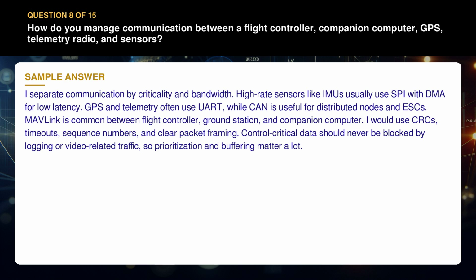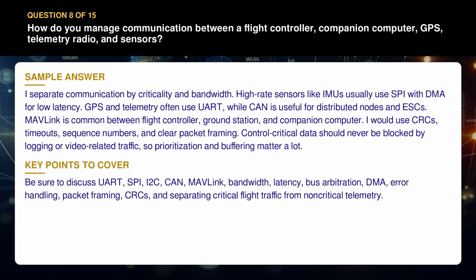I would use CRCs, timeouts, sequence numbers, and clear packet framing. Control critical data should never be blocked by logging or video-related traffic, so prioritization and buffering matter a lot. Be sure to discuss UART, SPI, I2C, CAN, Navlink, bandwidth, latency, bus arbitration, DMA, error handling, packet framing, CRCs, and separating critical flight traffic from non-critical telemetry.